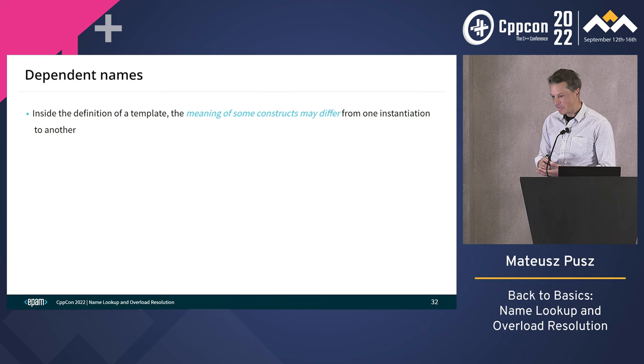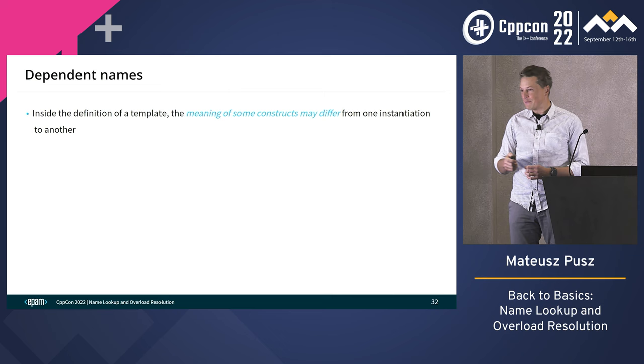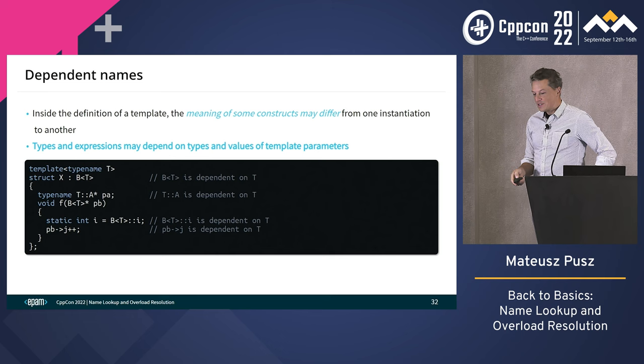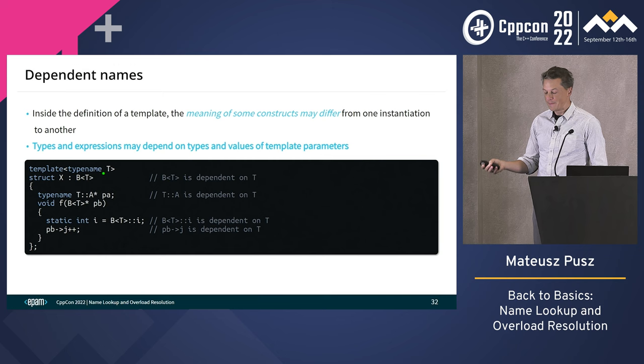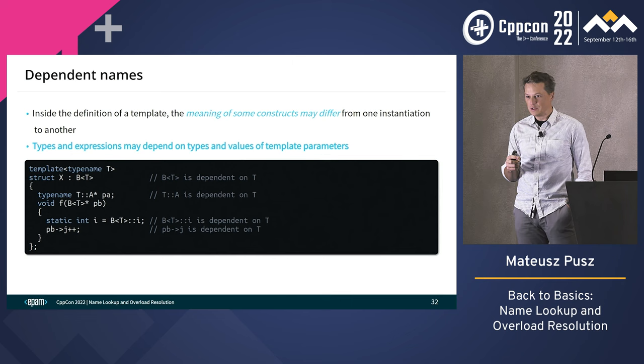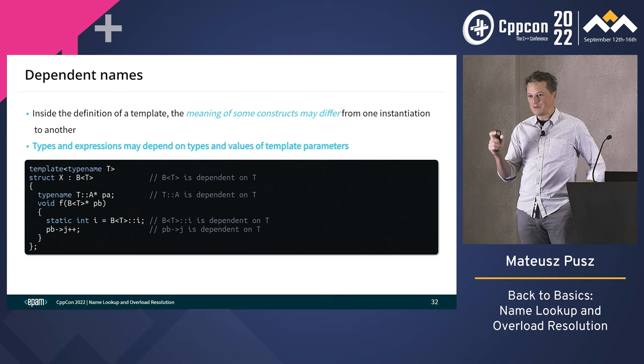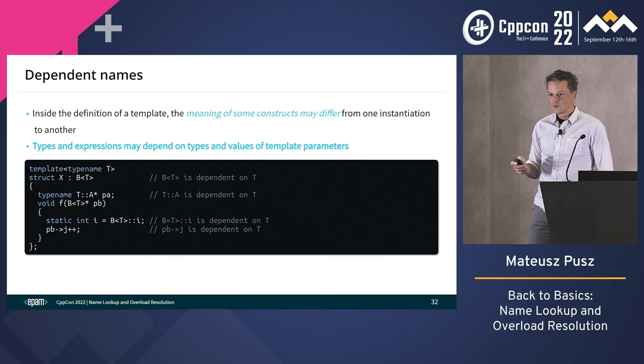So what are dependent names? Inside the definition of a template, the meaning of some constructs may differ depending on the type or parameter, basically, of the template. So in this case, B of T is a dependent name, dependent type. We don't know what the interface of B of T is, what the members are, what the member functions are, unless we know what T is. Consider, for example, unique pointer, that depending on the type, if it's a value or an array type, has a totally different interface, right? So until you know the type, you cannot know what the interface is.